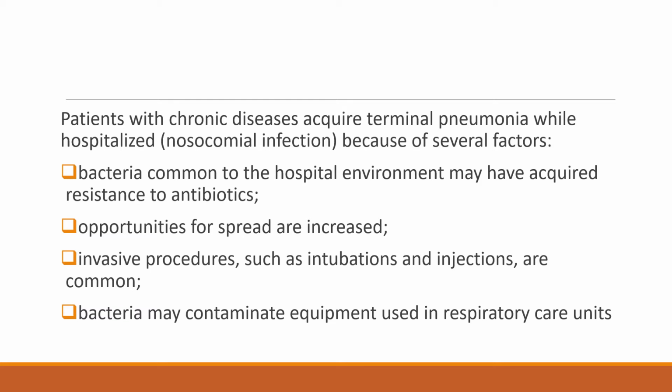Then patients with chronic diseases acquire terminal pneumonias while hospitalized, and that is called hospital acquired pneumonia or nosocomial infection, because of several factors. Bacteria that are common to the hospital environment have acquired resistance to antibiotics. Opportunities for spread are also increased in hospital settings. Invasive procedures such as intubations and injections are common in hospitalized persons, and bacteria may contaminate the equipment used in respiratory care units, and that leads to the spread of infections. So these are hospital acquired infections.